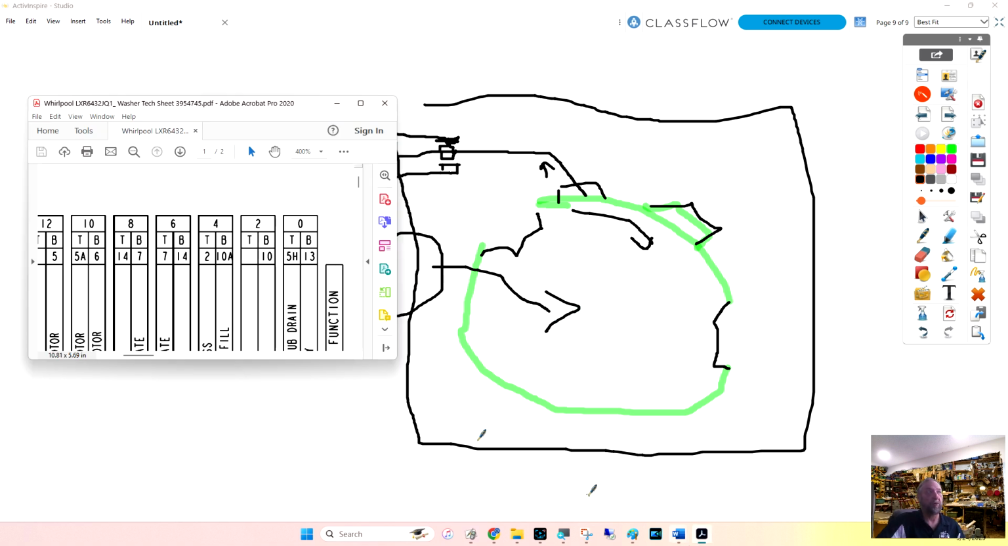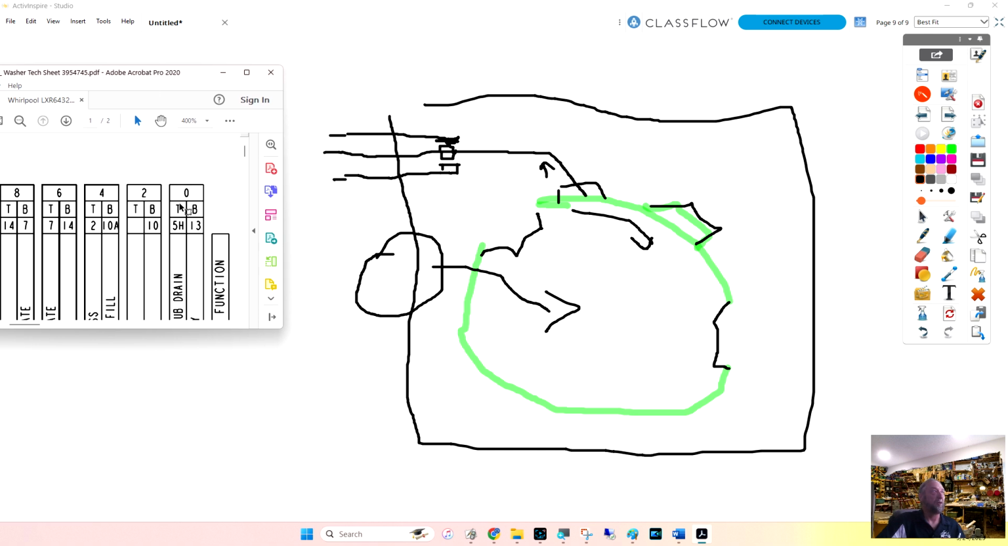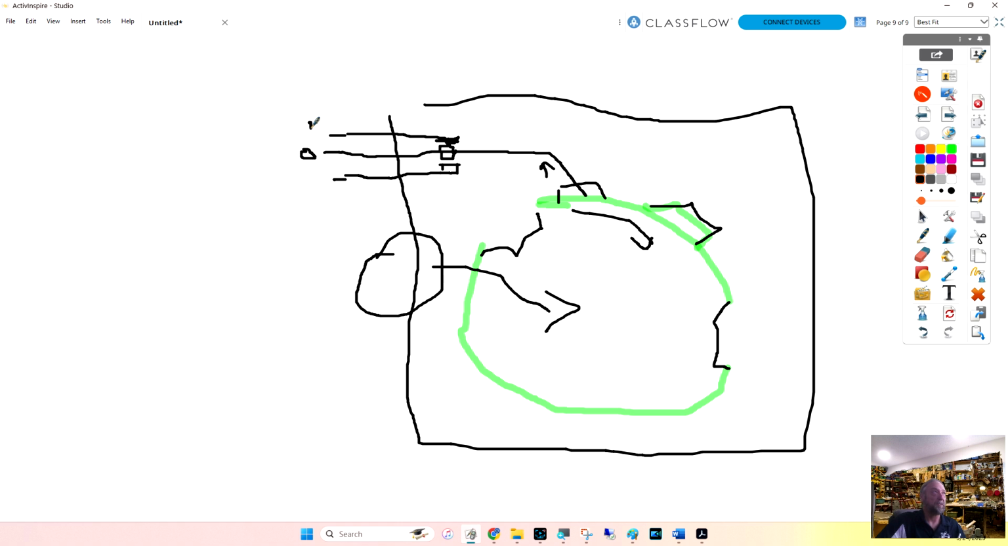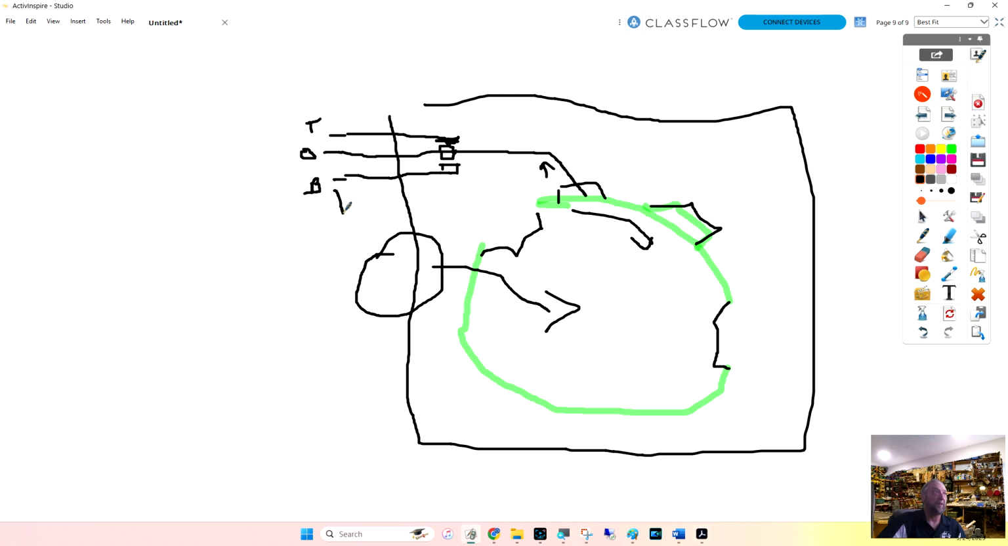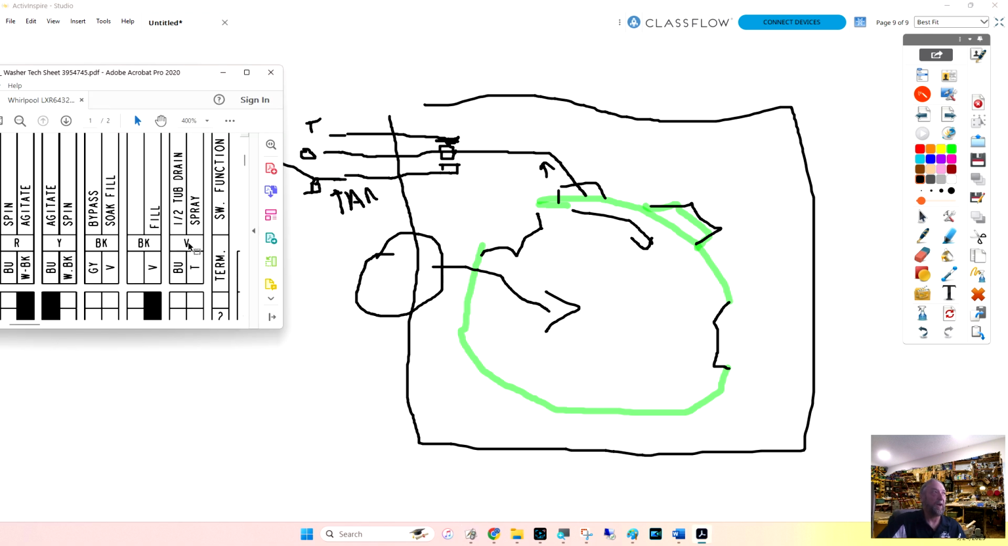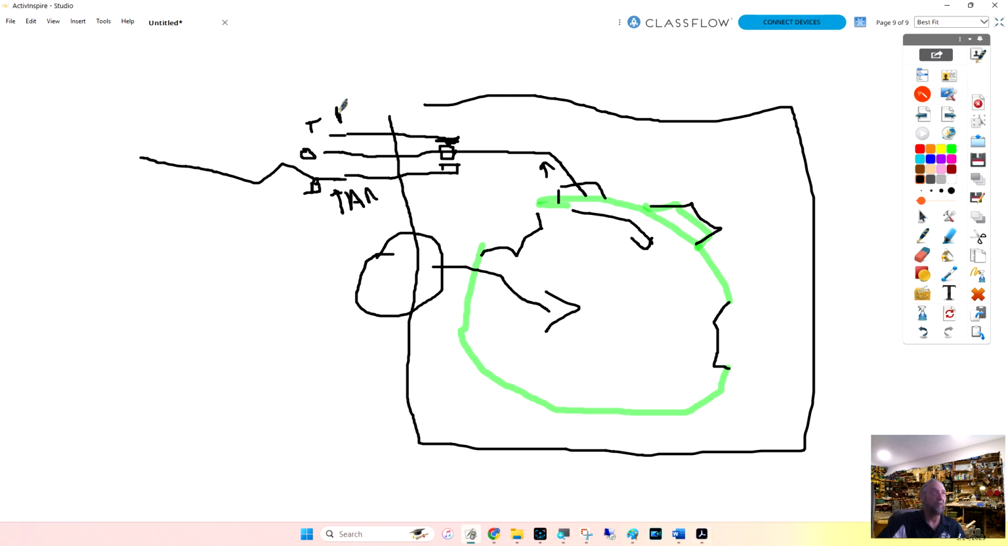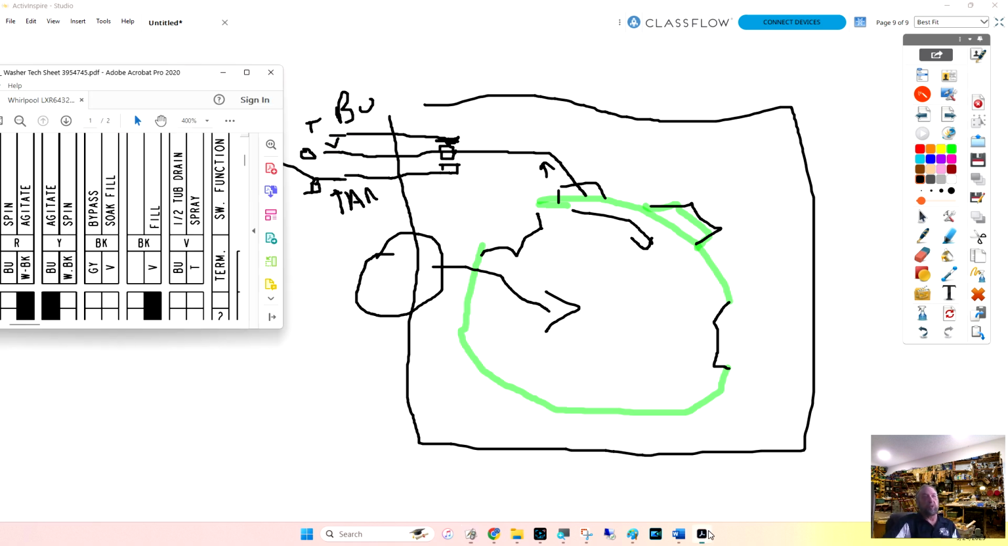And if we went back to that chart, 0TB, this is 0, this is T, and this is B. And then we look at the chart here, B is tan, so that's going to be a tan wire on the bottom. So this is a tan wire here. The center one, if we looked at it, is violet, and the top one is blue. This is blue, and this is violet.